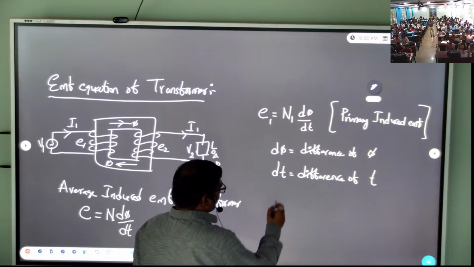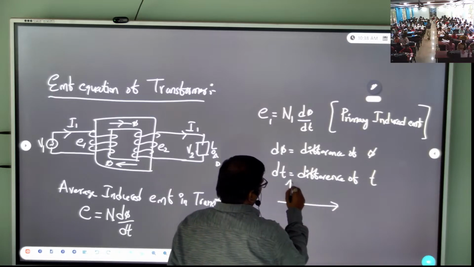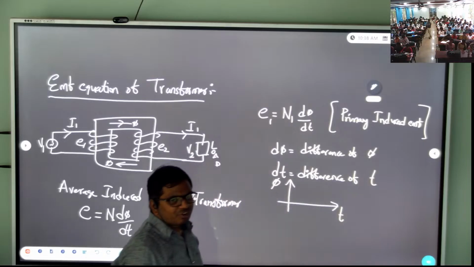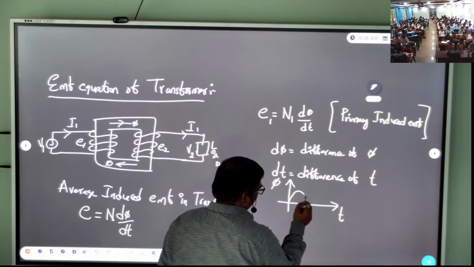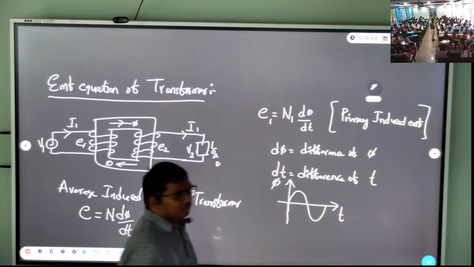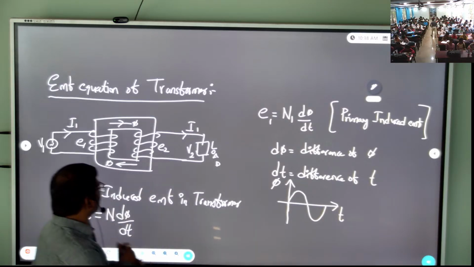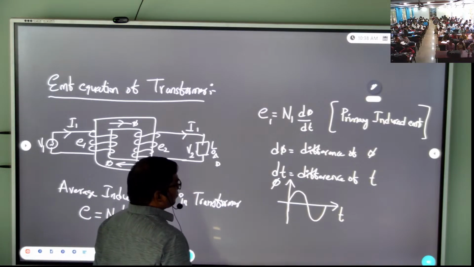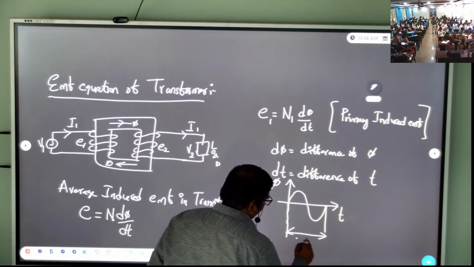Okay. So, see, y-axis is pi, x-axis is time. How this pi is alternating. Okay. Right. This total is time period T.